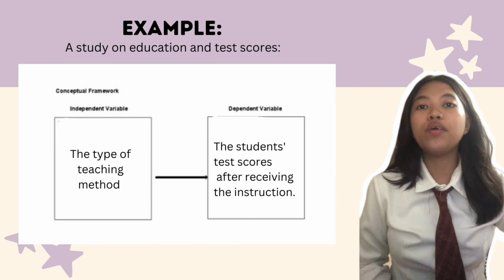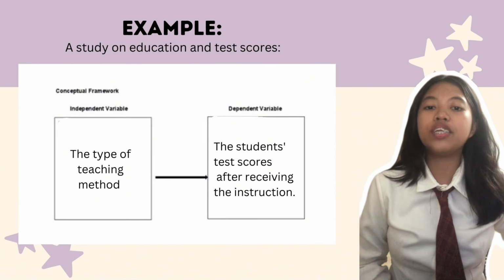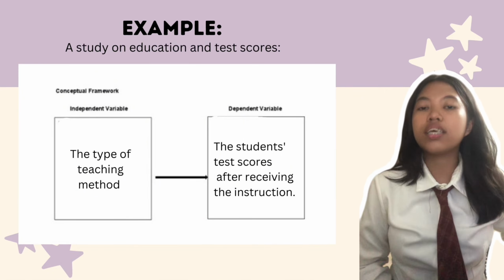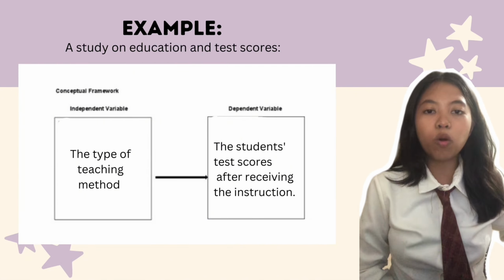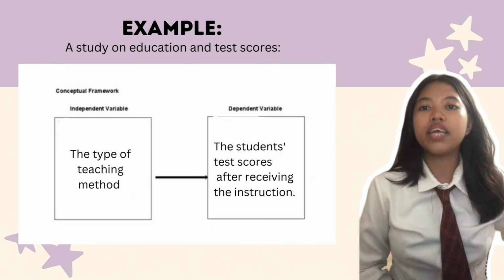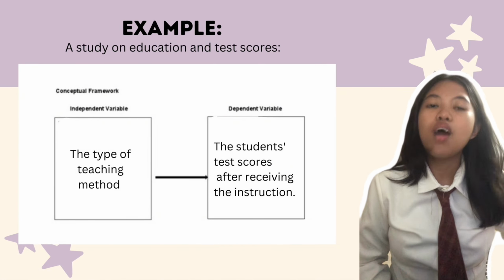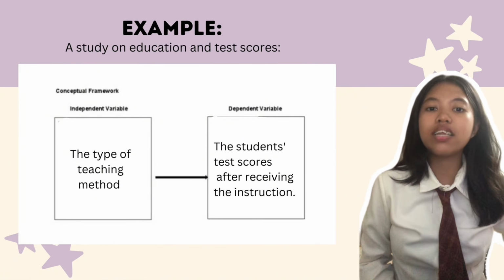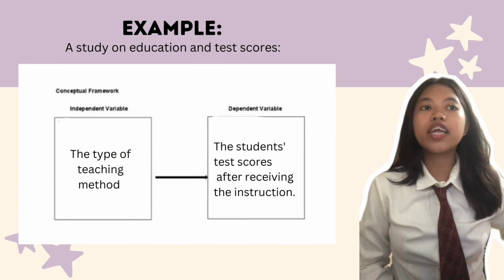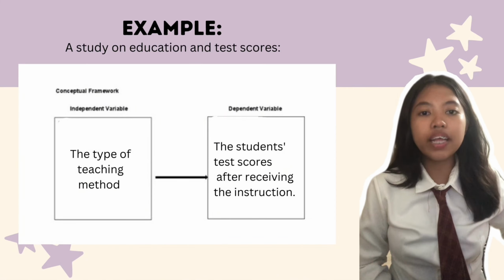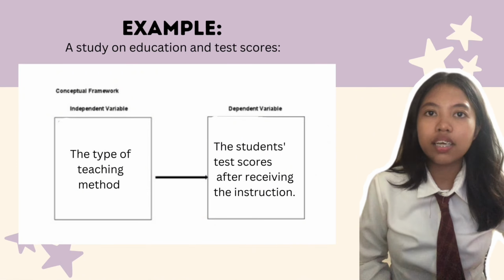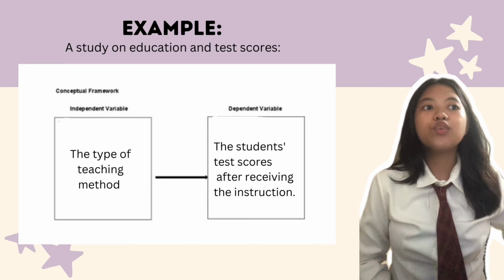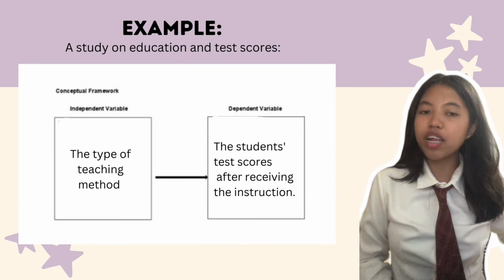Now, let me show you an example of a conceptual framework that consists of an independent variable. This example is all about a study on education and test scores. The independent variable here is the type of teaching method, while the dependent variable is the student's test scores after receiving the instruction. An independent variable is the variable that is manipulated or changed in an experiment, while a dependent variable is the variable that is measured or observed to assess the effect of the independent variable.